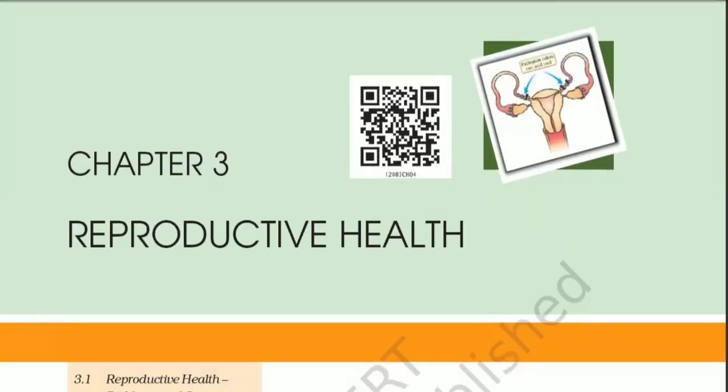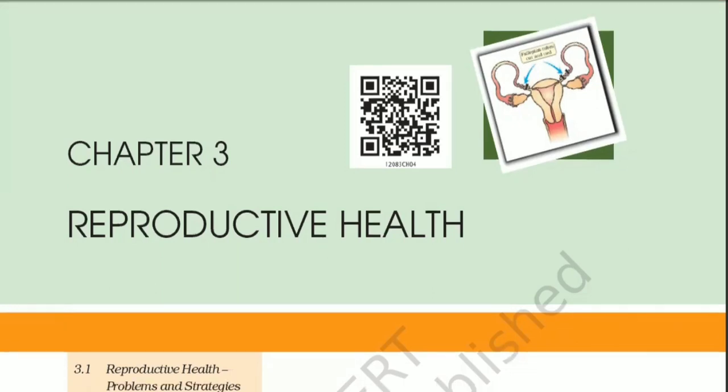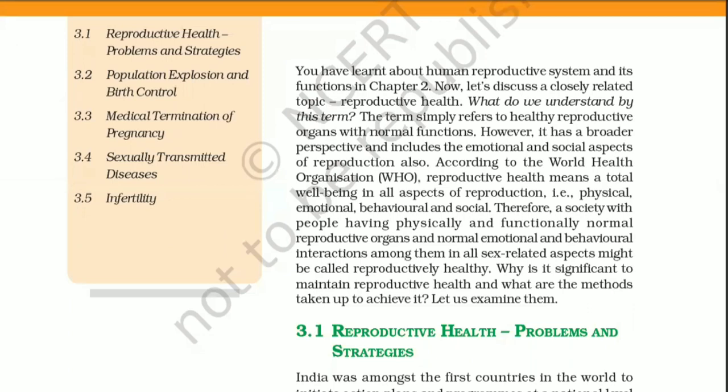Dear students, let's begin with the NCERT reading of Class 12, Chapter 3, Reproductive Health. You have learned about the human reproductive system and its function in Chapter 2. Now let's discuss a closely related topic, reproductive health. What do we understand by this term?